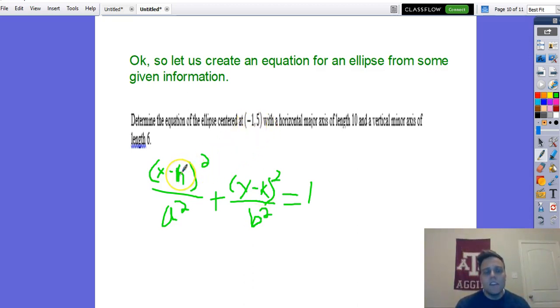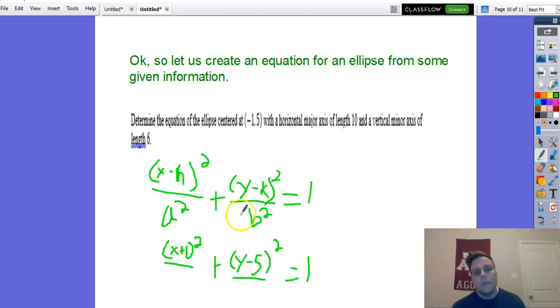So if I plug in this -1 for h, what am I going to get? X plus 1. So I get (x plus 1) squared, and we'll take care of the a part in just a second. I'm going to explain that part in just a second. All right, and then the k value is just 5, so you're just going to plug that in. So you're going to get (y minus 5) squared over, and we're going to talk about that in just a second as well. All right, so now we're talking about a and b.